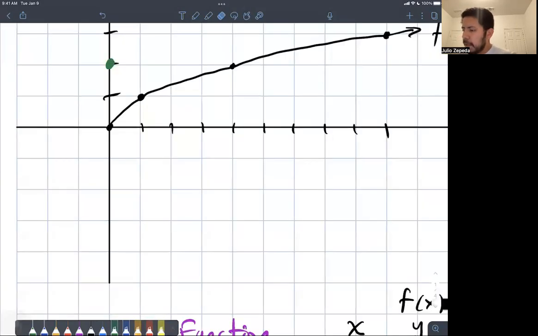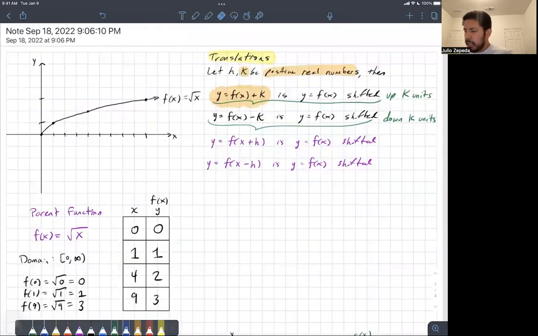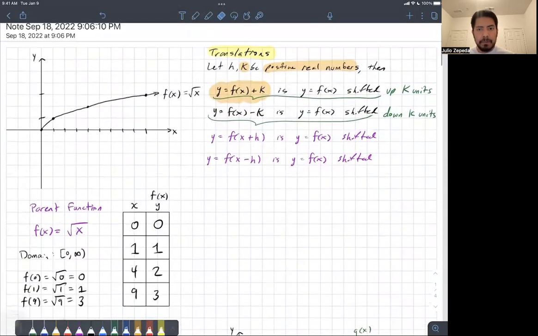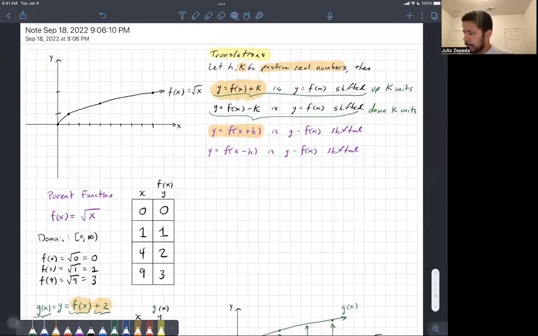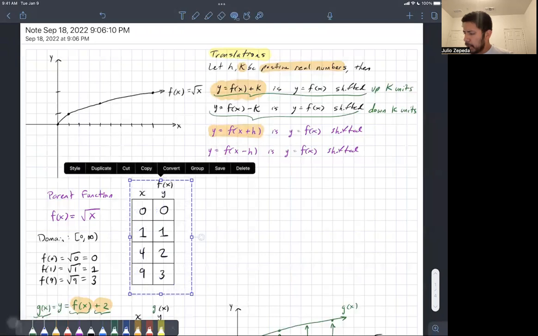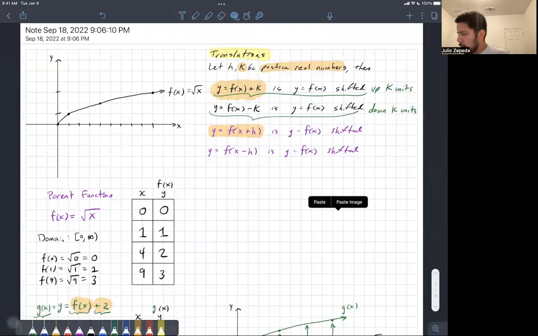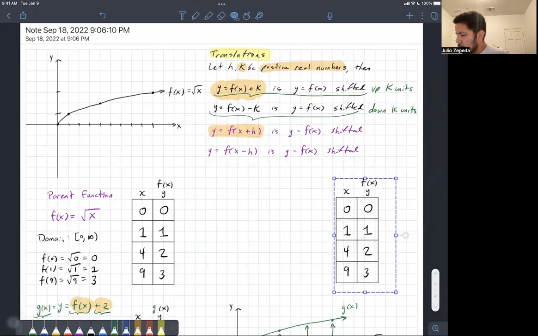Okay. So let's try another example. Let's take a look at what we get when we use a function defined in this way. Y equals f of x plus h. Okay, so let's copy this again and see if this helps us.